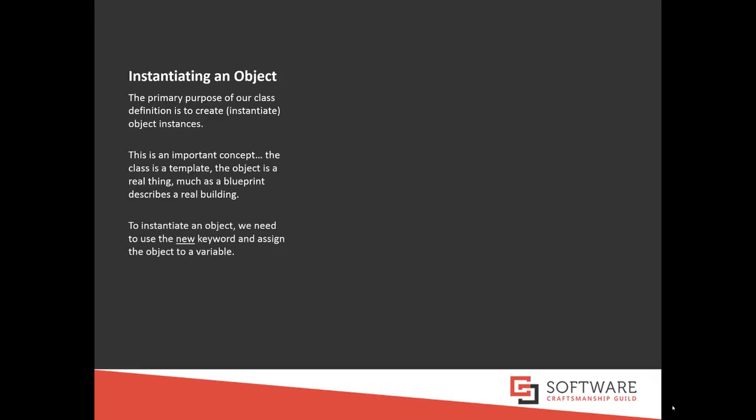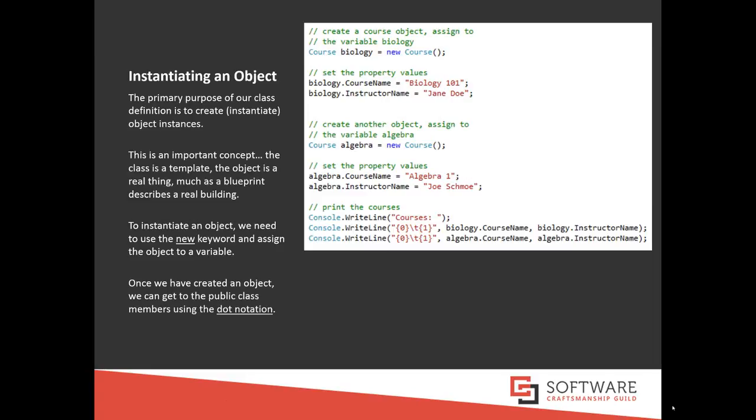To instantiate the object, we need to use a keyword in C# called new. New takes a class definition and creates a real object that we can work with. We often assign that object to a variable so that we can pass it around and manipulate it. Once we have that object inside a variable, we can access its data and other members using what we call the dot notation. So let's look at some code.